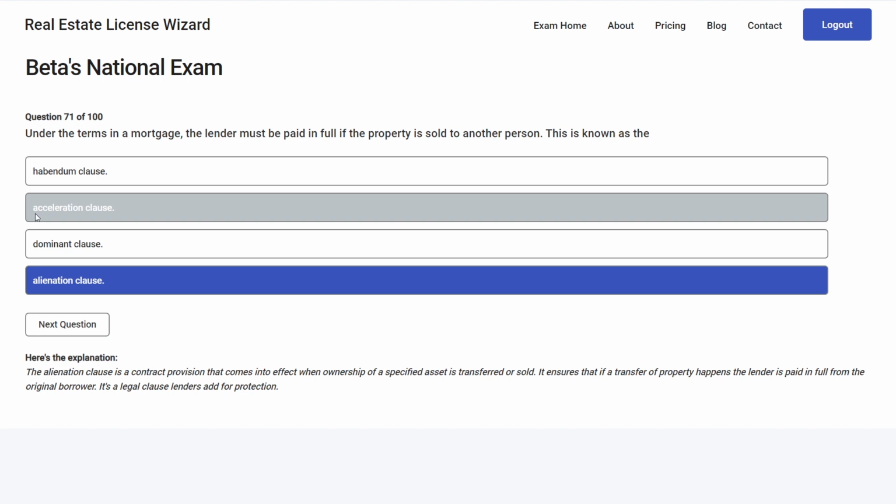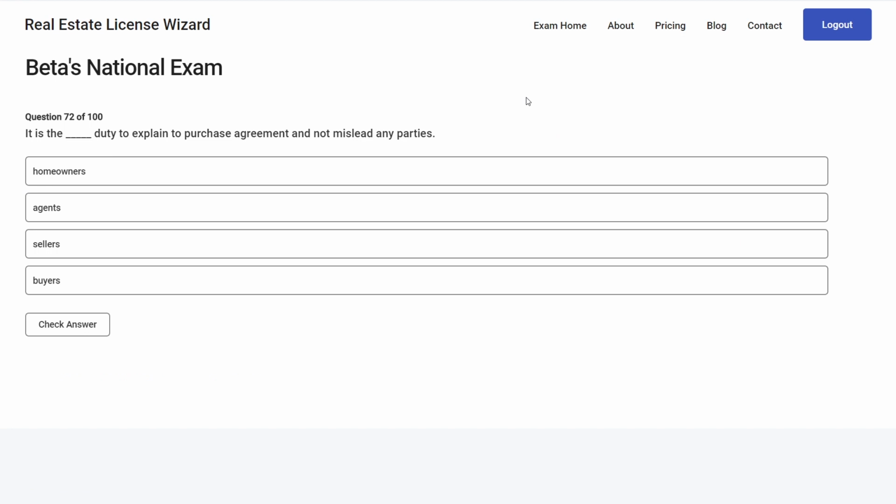So, the alienation clause is a contract provision that comes into effect when ownership of a specified asset is transferred or sold. I'm sorry, I'm messing up. It ensures that if a transfer of property happens, the lender is paid in full from its original borrower. See, even I get the acceleration and alienation clause mixed up because they are tricky. They've both got A names, so it can be a little bit complicated to remember all of them. But for this one, again, alienation clause. Don't mess up like I did.